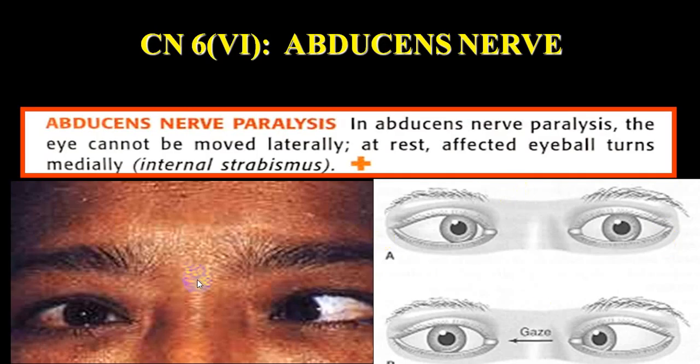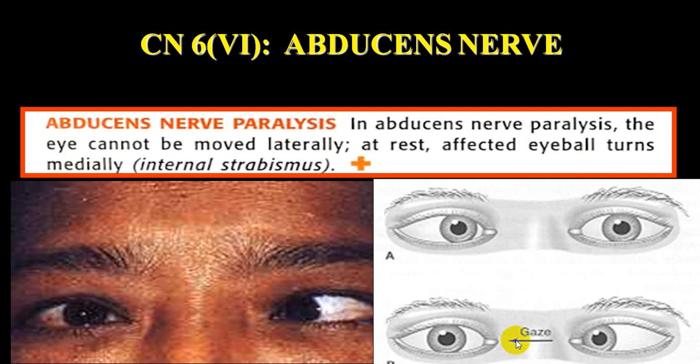Here again you can see that this eyeball is medially placed. If this is a static position, then here the lateral rectus is paralyzed. While if you are asking the person to look to the right, this is moving medially, this is not moving, so this side lateral rectus palsy.